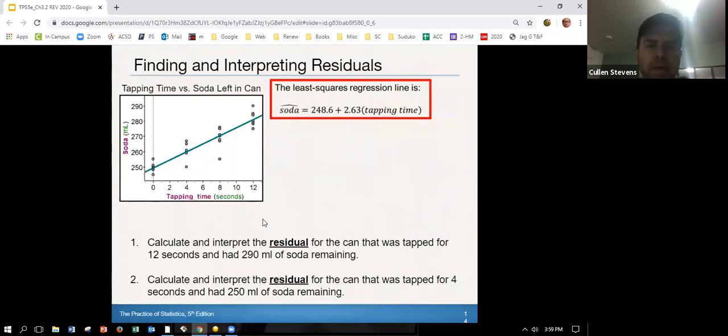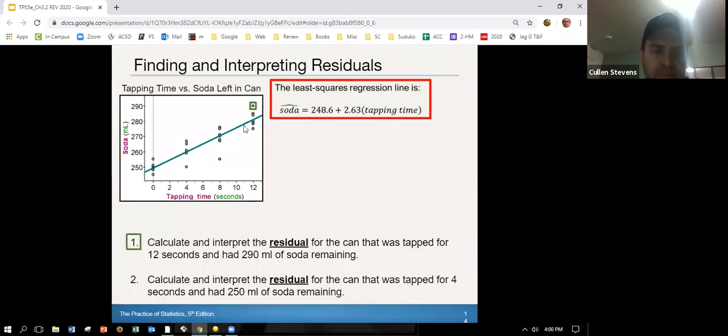So let's find and interpret our residuals here. Here is our least squares regression line again. The predicted amount of soda is equal to 248.2 plus 2.63 times tapping time. And remember that 2.63 is our slope, change in y over change in x, 2.63 over 1. So on average, we would predict that for every 1 unit of x, for every 1 second, it would go up on average 2.63 milliliters of soda. So let's calculate and interpret the residual for a can that was tapped for 12 seconds and had 290 milliliters of soda remaining.